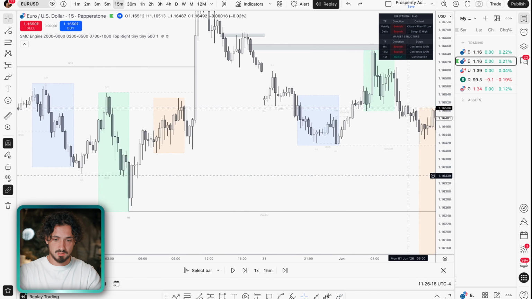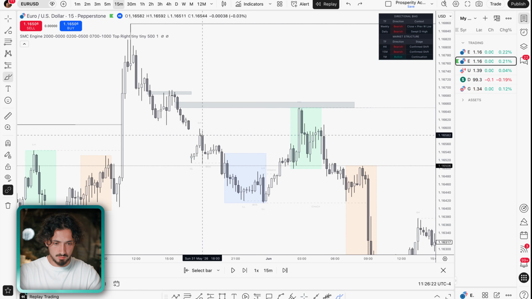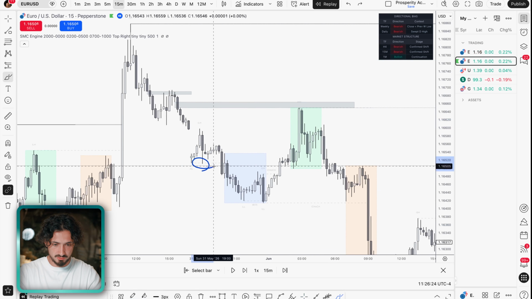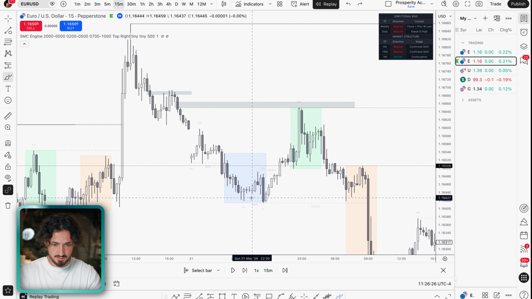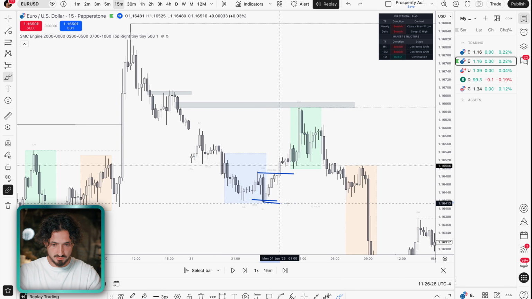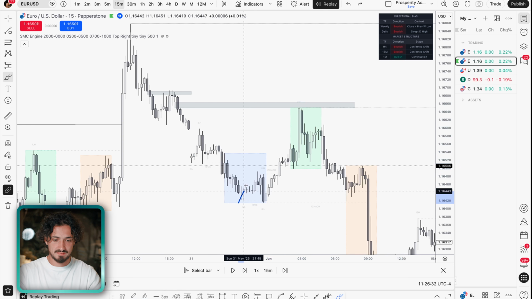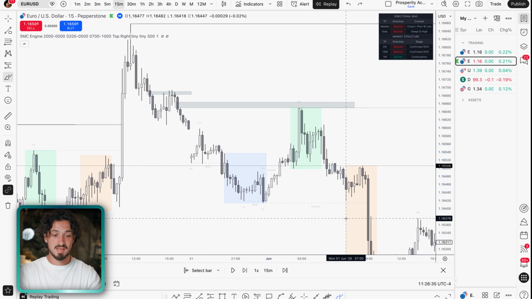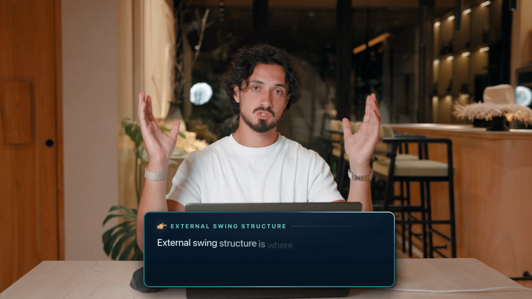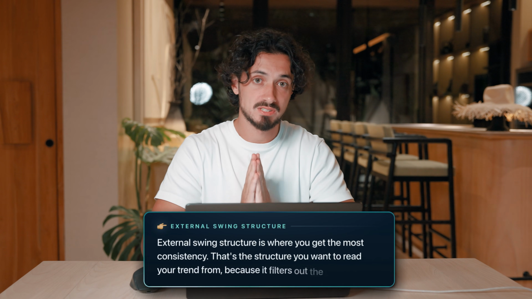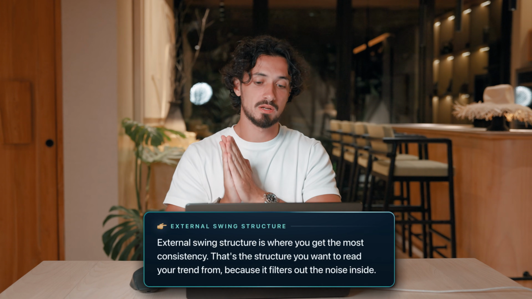Again, if we just look to the right, you can see internal low, internal high, internal break of structure, internal low, internal high, internal break of structure, internal change of character, internal change of character. This is why we don't trade internal, because a lot of the times you might end up getting this choppy internal price action and it throws you off. And so the external swing structure is what has the most consistency. That's what you want to use for your trend.